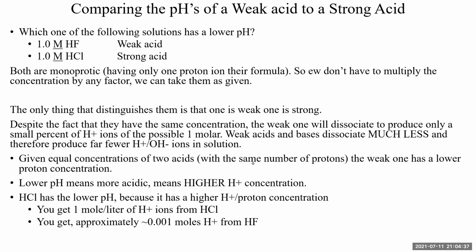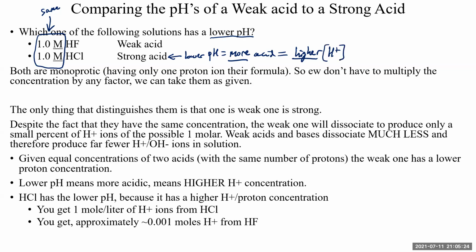Okay, comparing the pH of a weak acid to a strong acid. Now, unlike the previous example, in this case, notice the concentrations are the same. This is a slam dunk. If the concentrations are the same between a weak and a strong whatever, whether it's an acid or a base, which one of the following solutions has a lower pH? Without a doubt, the hydrochloric acid will have a lower pH, meaning more acidic. Remember, don't take the word lower to mean the opposite of what it means. A low pH means a high acid concentration, a high hydrogen ion concentration, more acidic. Lower pH equals more acidic. The strong acid at the same concentration will be more acidic and have a lower pH than the weak acid.